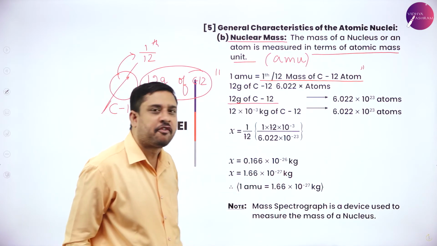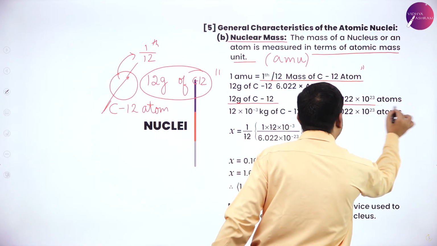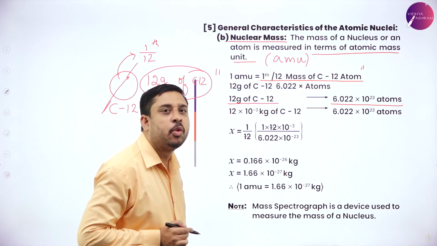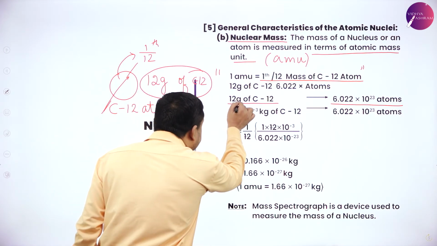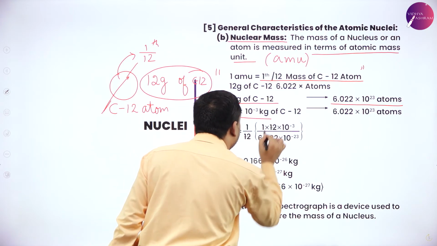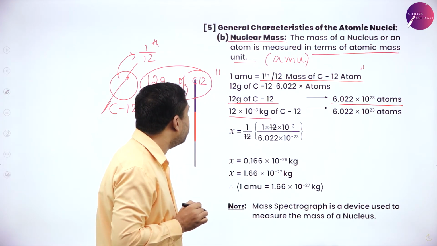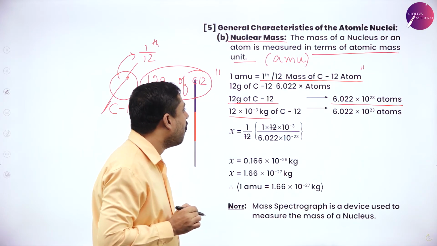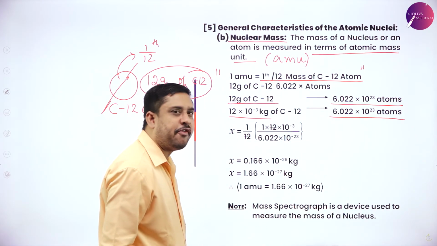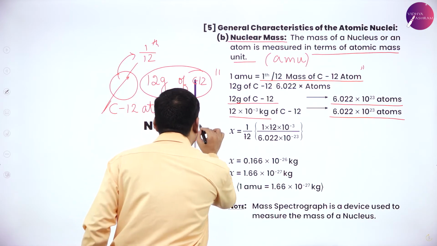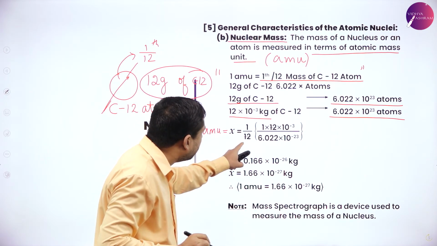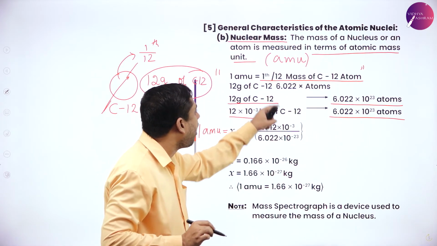Any mass of a given substance should contain Avogadro number of atoms. So 12 grams of carbon 12 contains 6.022 into 10 power 23 atoms. Since it is in grams, I will convert to kg. So 12 into 10 power minus 3 kg of carbon 12 again contains Avogadro number of atoms. So 1 AMU, which I call X, is 1 by 12th the mass of carbon 12 atom.